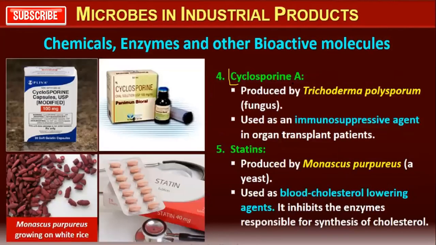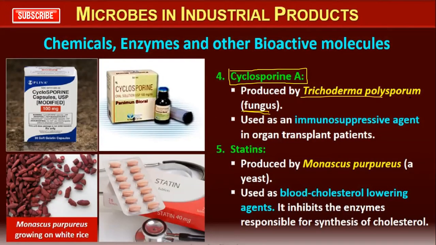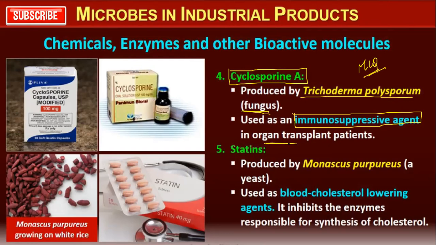Next, you have another important bioactive molecule, that is cyclosporin A, which is produced from a fungus, Trichoderma polysporum. MCQ question 50 times. They are used as an immunosuppressive agent during organ transplant. Guys, suppose a kidney has to be transplanted and I have donated a kidney to one of you and you have received that. Along with the operation, cyclosporin molecules are also given inside your body because they act as an immunosuppressive agent, because in organ transplantation surgeries, our immune system has to get suppressed.